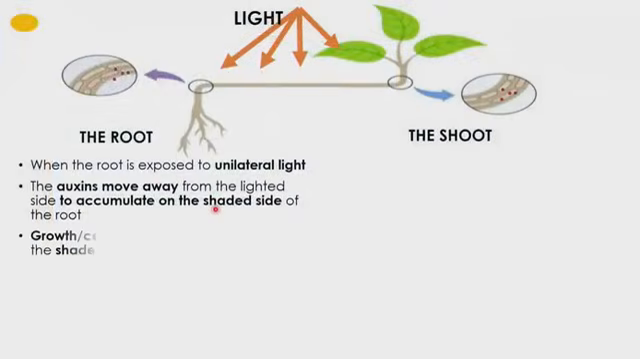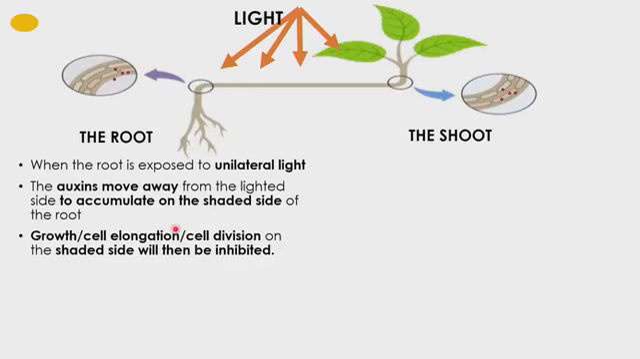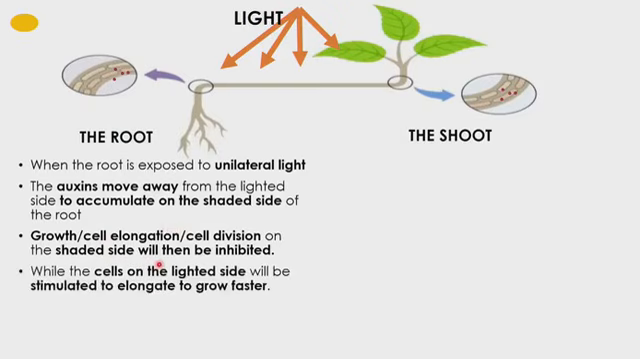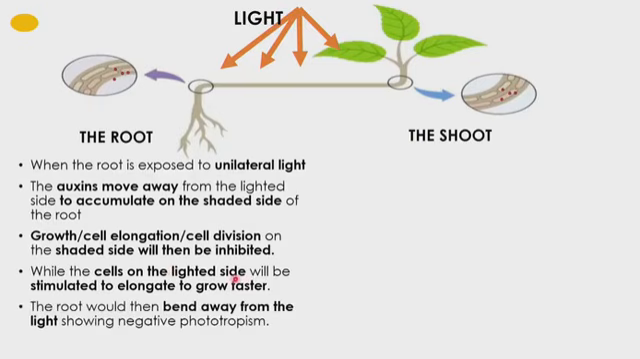Okay. So if we go back to our answer then, you would start the next sentence by saying, so now growth or cell elongation or cell division is not happening as fast on the shaded side. It's actually inhibited on the shaded side, but it's happening much faster on the side that is stimulated by the light, because that side is not having enough auxins. And the consequence of this is that the root actually bends downwards, away from the light.